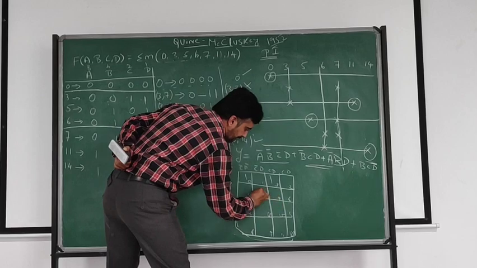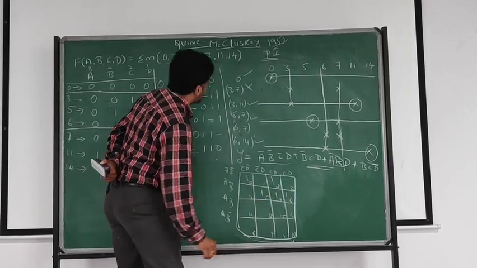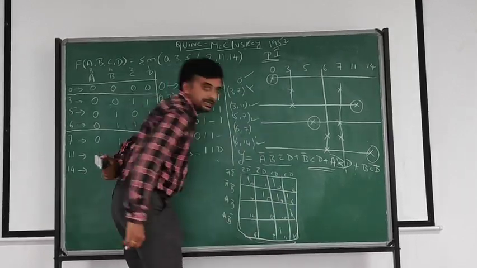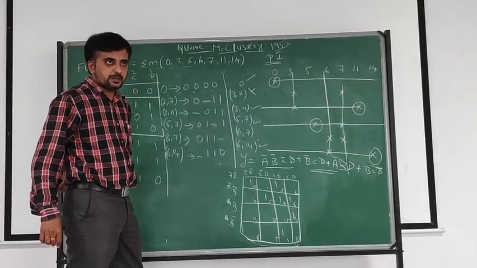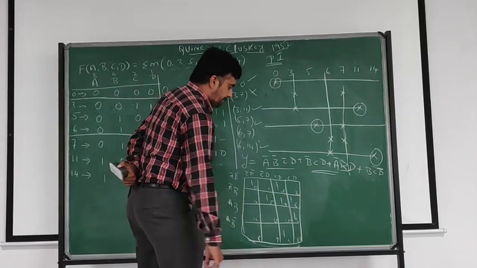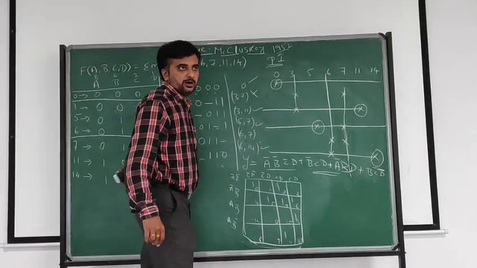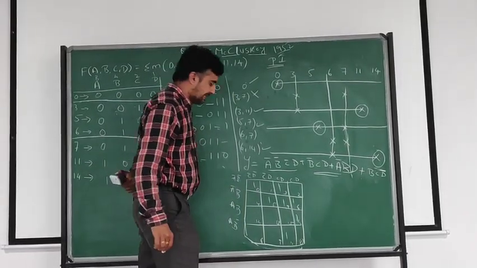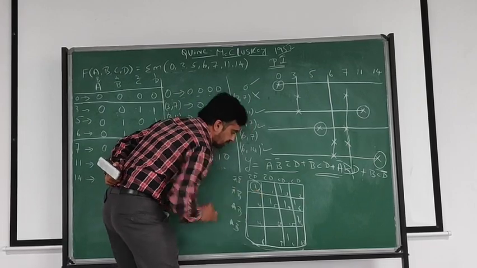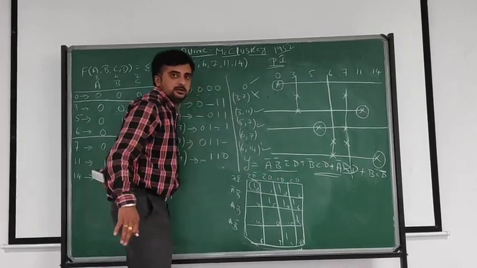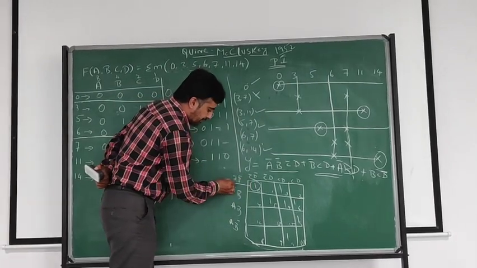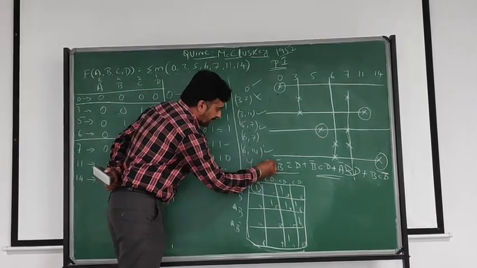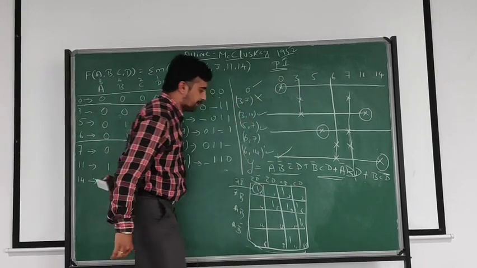0, 3, 5, 6, 7, 11, 14. Clear? Now after mapping this one, we have to use the pair method, or check and map that one. Clear? So this is a single one. There is no mapping with any other value. So this is one mapping. So this is A bar, B bar, C bar, D bar. Already we got the value here.